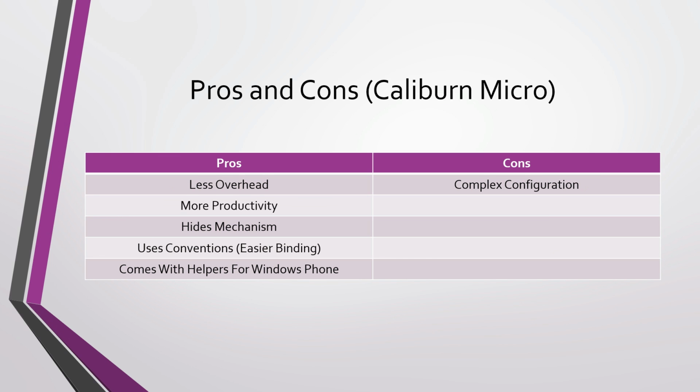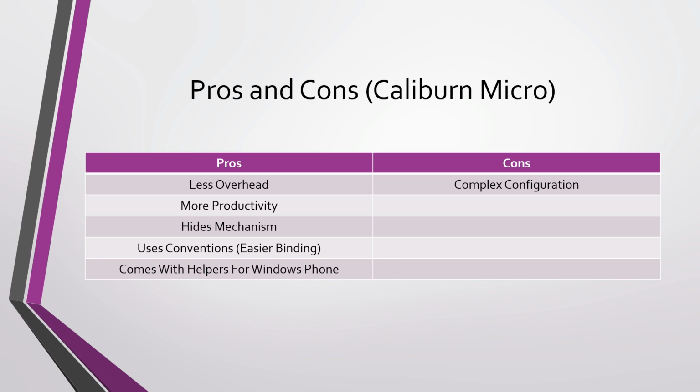And what about Caliburn.Micro? Well, the pros of Caliburn.Micro is that it has less overhead on the developer. The developer doesn't have to do a lot of work to make the MVVM work. Developers can easily just call Caliburn.Micro and use lots of the code that it handles automatically. That causes more productivity and helps the developer a lot.